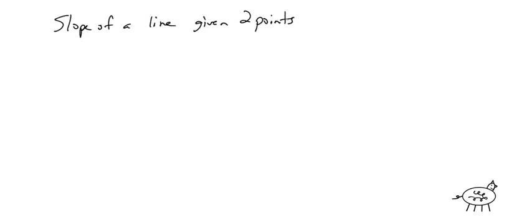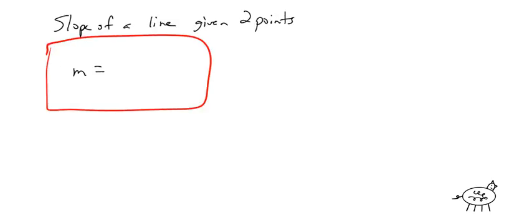So we're going to use a nice little friendly formula here. All right, so I'll put a box around it even before I put the formula on here. It's m is equal to y2 minus y1 over x2 minus x1. Okay, that is the slope formula.